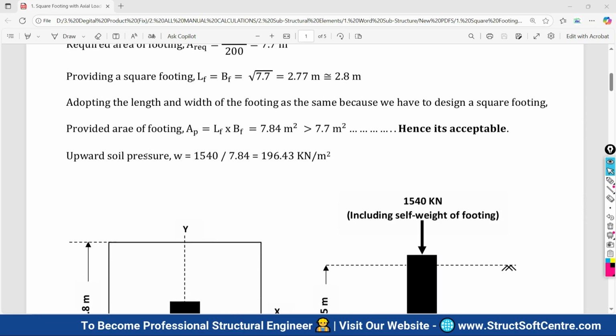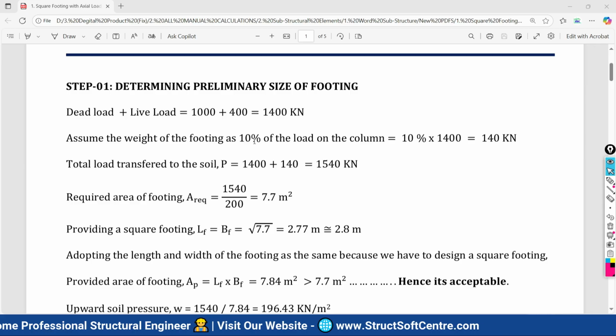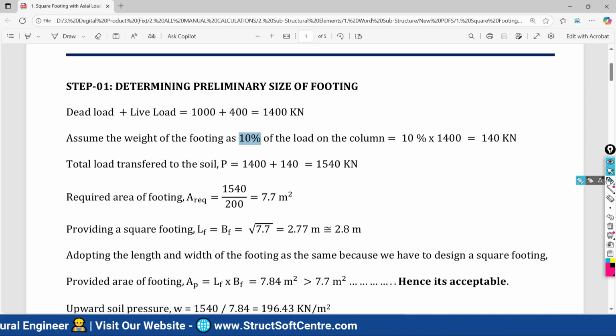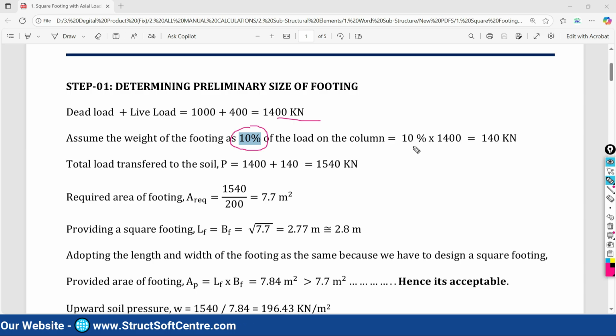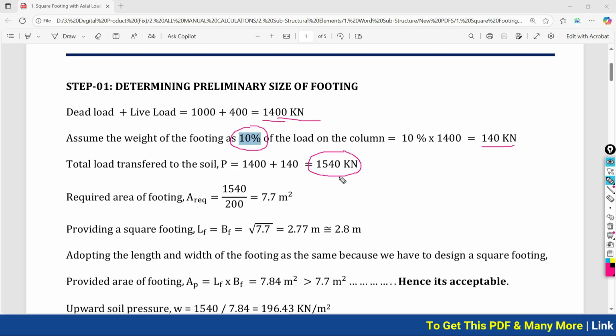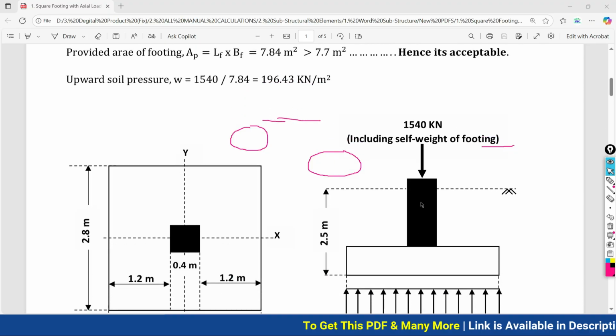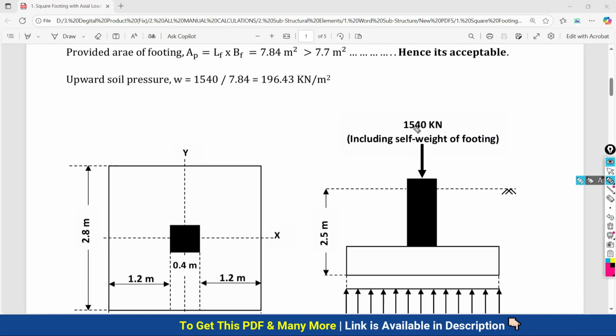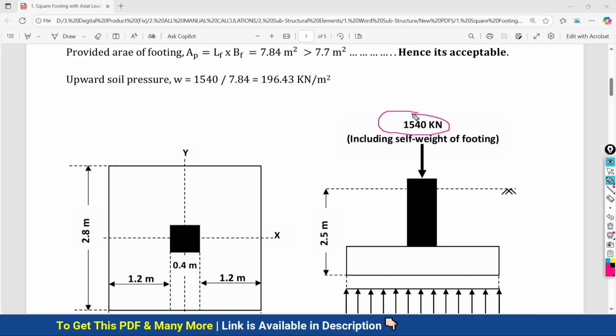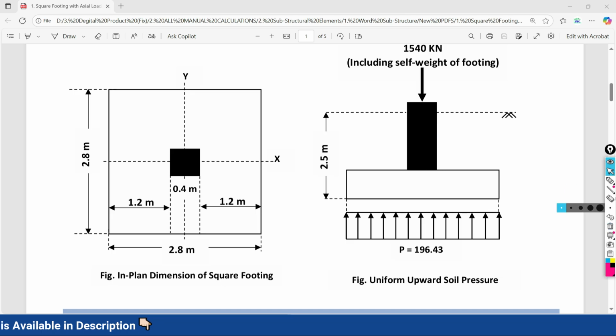So what we are going to do is assume the weight of the footing as 10% of the load coming through the column, and 10% of 1400 is obviously 140 kilonewton. Now we add 1400 plus 140 kilonewton. So the total load transferred to your soil is 1540 kilonewton. As in the figure also you can see, total load from the column is transferred as 1540 kilonewton.